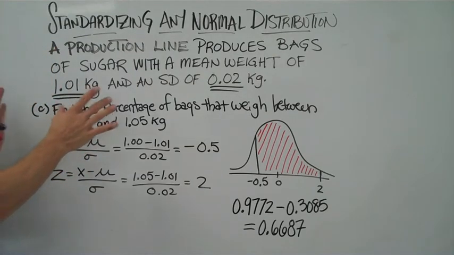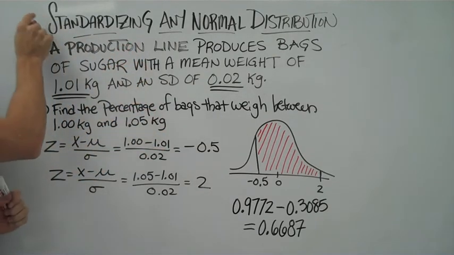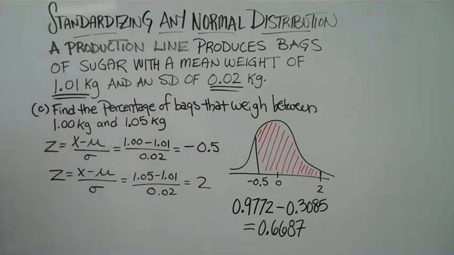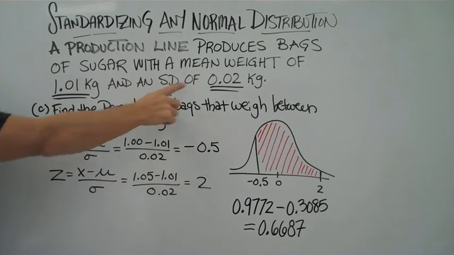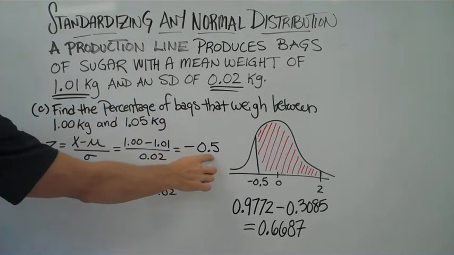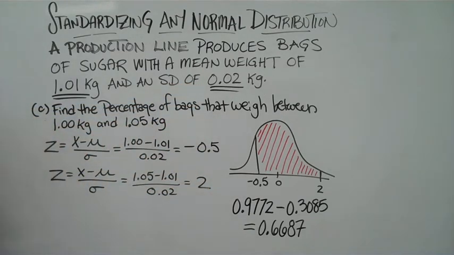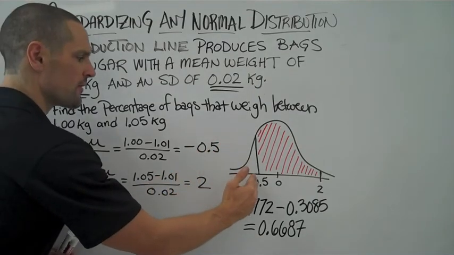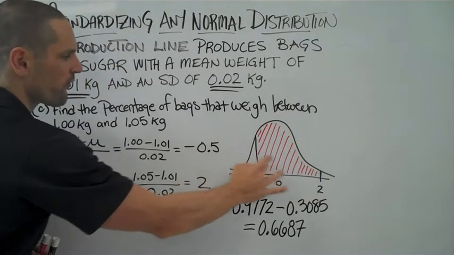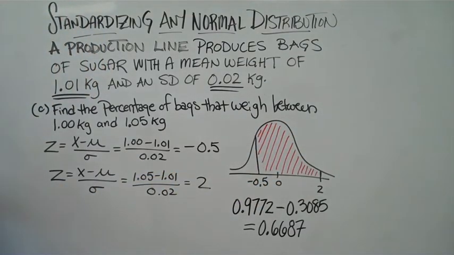First, this is normally distributed data, but it's not in the standard normal curve. So let's convert to the standard normal curve using z is equal to x minus mu divided by sigma. So 1 minus 1.01 divided by 0.02 gives us negative 0.5 for our first one, 1 kilogram. 1.05 kilograms is going to be 1.05 minus our average divided by our standard deviation, which gives us 2. What's the probability between negative 0.5 and 2? Well, I want to find a sketch there. That's my red area. That's what I want to know.